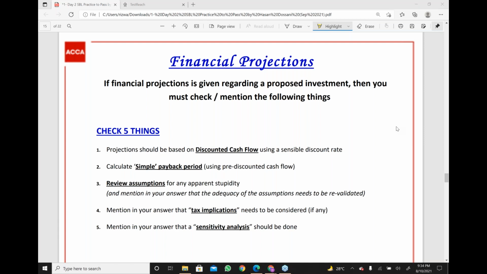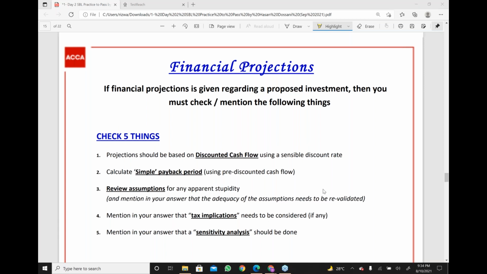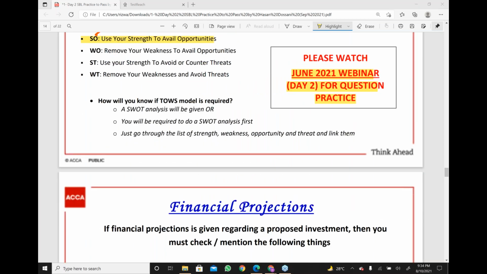The other type of question is you will be given a P&L and a balance sheet or some KPIs, and you will be asked to evaluate the performance of that company. That is historic, right? Balance sheets are historic and projections are futuristic. So these are two types of potential questions which can normally be asked in SBL. Now I'm first going to talk about financial projections. So let me hide this. I'll just show the heading, financial projections.